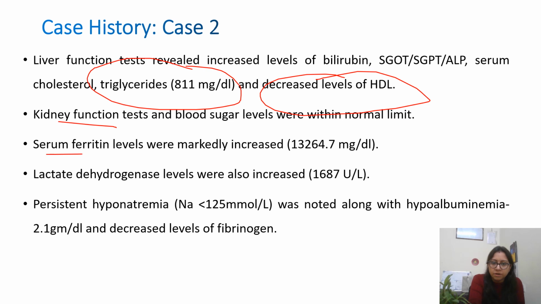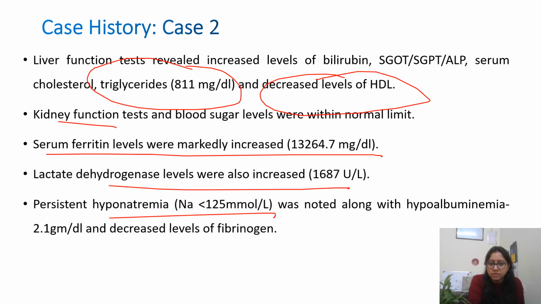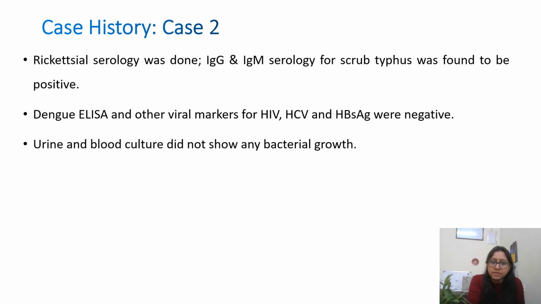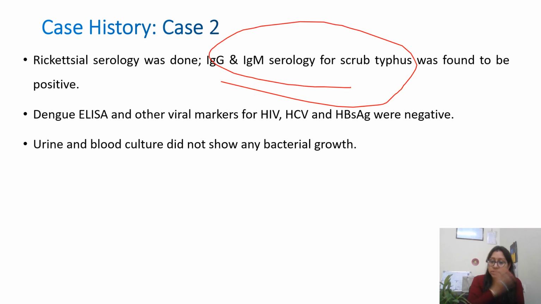Serum ferritin is increased in both. It was markedly raised here. LDH also increased. Persistent hyponatremia was seen with hypoalbuminemia and decreased levels of fibrinogen. So all fitting into the criteria of HLH. Rickettsial serology here was also done, and it was found to be positive. So both cases of scrub typhus are presenting to you with evidence of hemophagocytic lymphohistiocytosis.